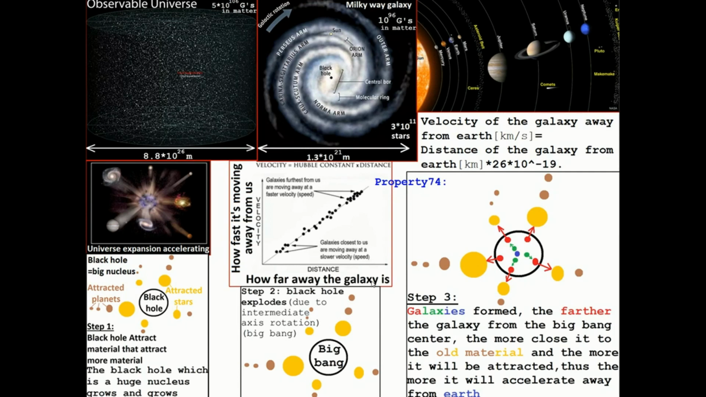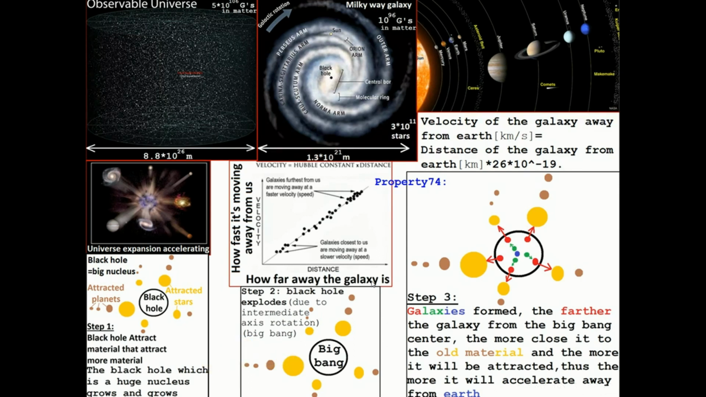The farther the galaxy is from Earth, the faster its movement away from us. This property is created by the following mechanism. Step 1. Many years ago, there was a huge black hole that attracted a lot of stars, which attracted a lot of planets, and grew into huge sizes. Then its rotation became rotation about an intermediate axis, which is unstable, and therefore it exploded, or broke apart into many pieces. This explosion is what we call the Big Bang.